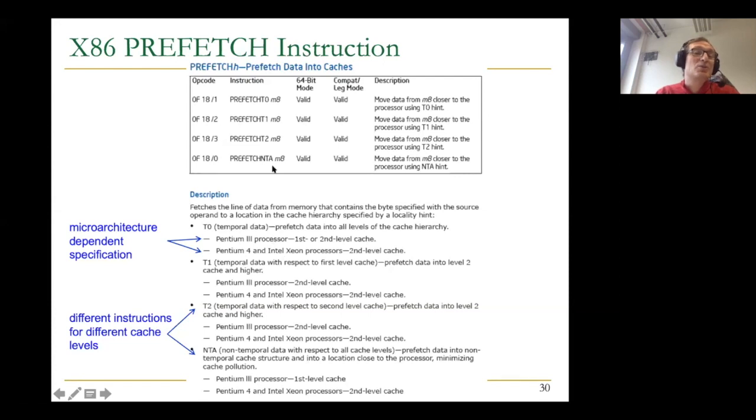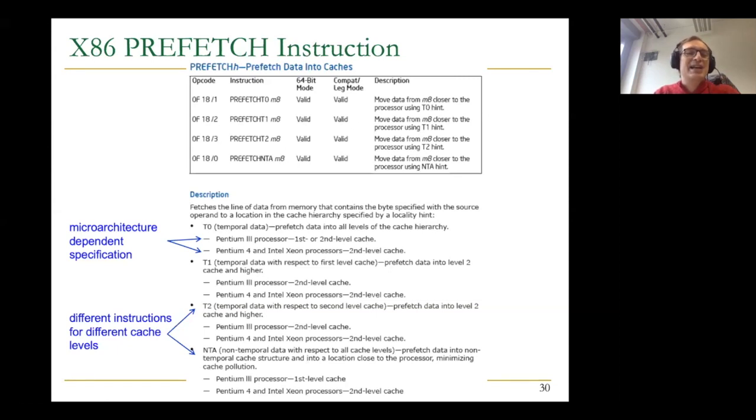Depending on the microarchitecture, your program behaves differently microarchitecturally. And you can see different instructions for different cache levels. If you don't want to put data into the second level cache, for example, in Pentium 3, you use the NTA. But NTA essentially is not good. Basically, the distinction is not there in Pentium 4 and Intel Xeon processors. All of these instructions prefetch data into the second level cache. So this is an example of the difficulty of specifying instructions that operate on microarchitectural data structures like caches, right?